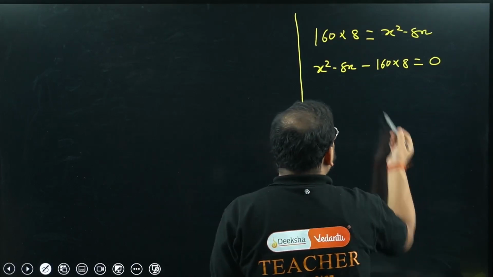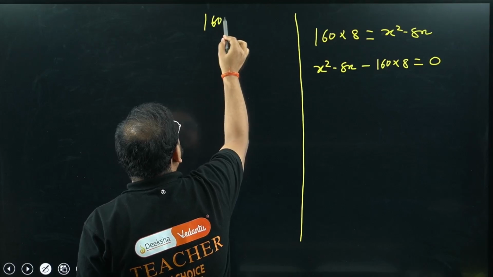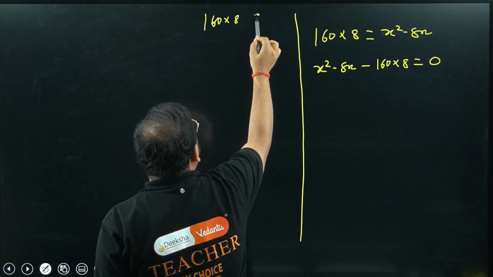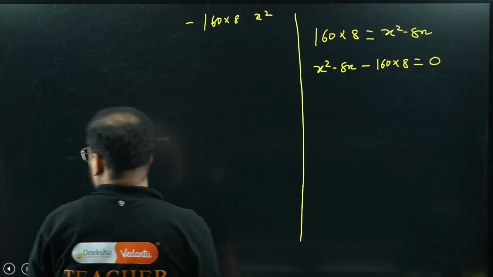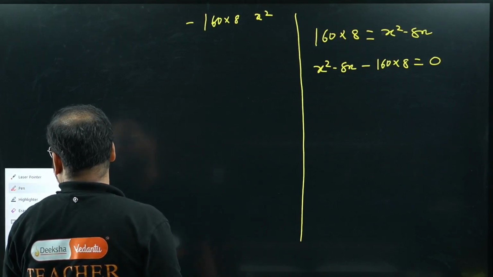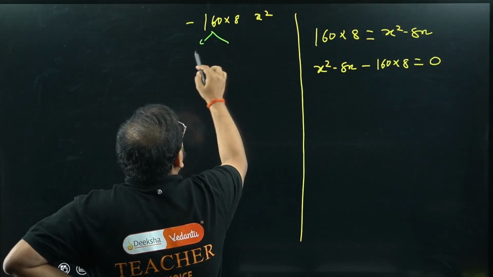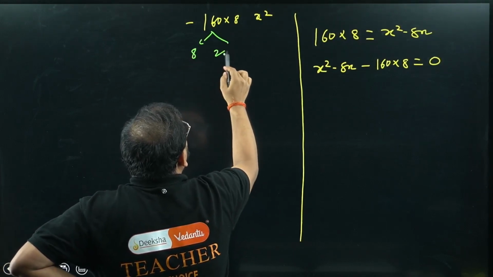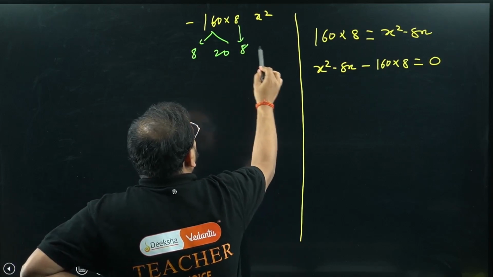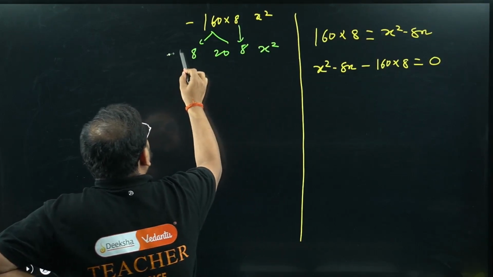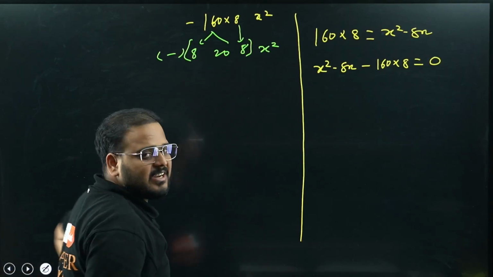Okay, now making the factors of the first and last term: 160 times 8. Again x square will come with the minus sign. So we have to make factors of 160 and 8. Please see, I can write this as 8 times 20. This 8 is as it is. Please check. And x square is there, also the negative sign is there. They are factors of 160 and 8.